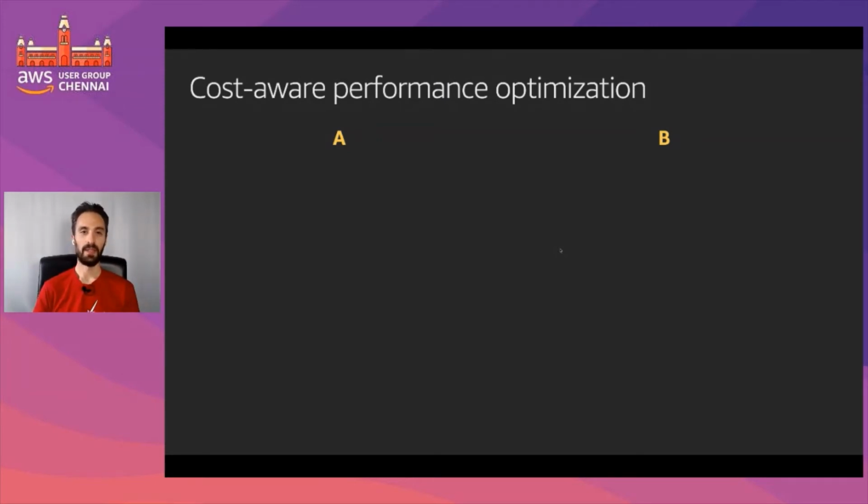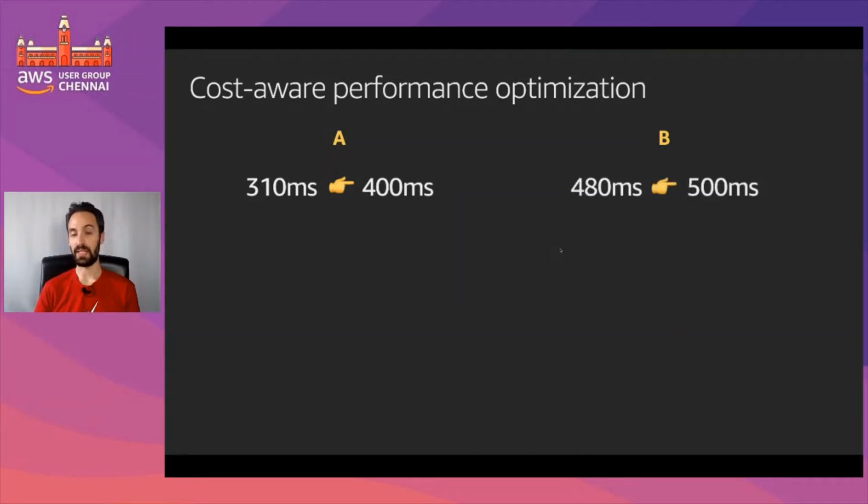Where do I start? Well, let's simplify, and let's say that you have two functions, A and B. Let's say that function A runs on average for 310 milliseconds. So that means you are paying for 400 milliseconds, because you pay based on the next 100 millisecond interval. Function B runs for 480 milliseconds on average, so you pay for 500.